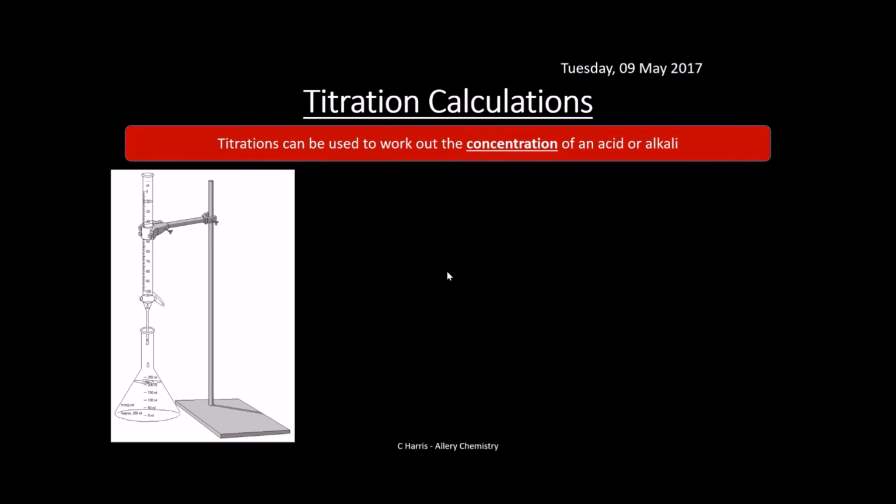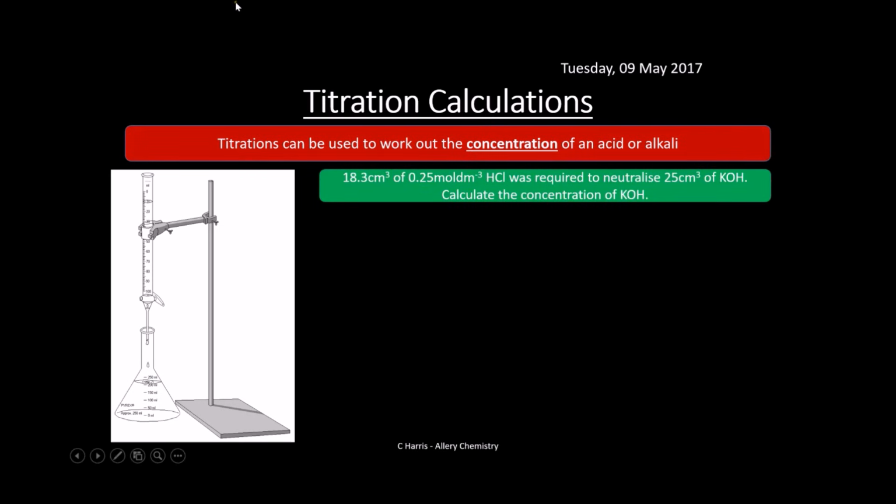So titrations can be used to work out the concentration of an acid or an alkali. So let's go through a worked example. 18.3 cm³ of 0.25 mol/dm³ HCl was required to neutralize 25 cm³ of potassium hydroxide. Calculate the concentration of potassium hydroxide.